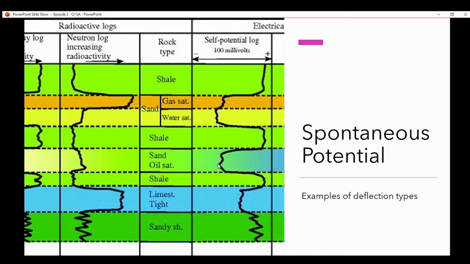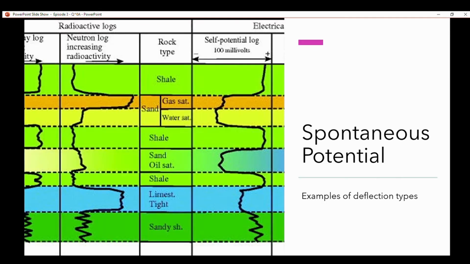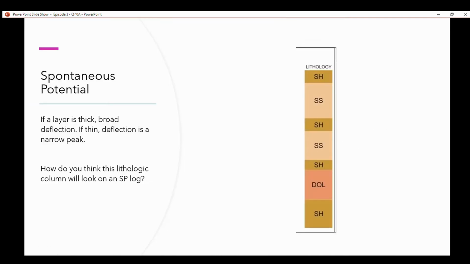And if the layer is thin, a deflection is going to be a narrow peak. There's not really any narrow peaks in that one. But how do you think, I would pause the video at this point, how do you think this lithologic column will look on an SP log?